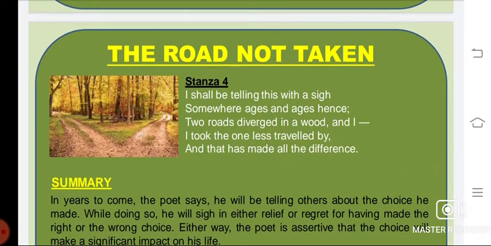Stanza 4. I shall be telling this with a sigh, somewhere ages and ages hence: two roads diverging in a wood, and I took the one less travelled by, and that has made all the difference.